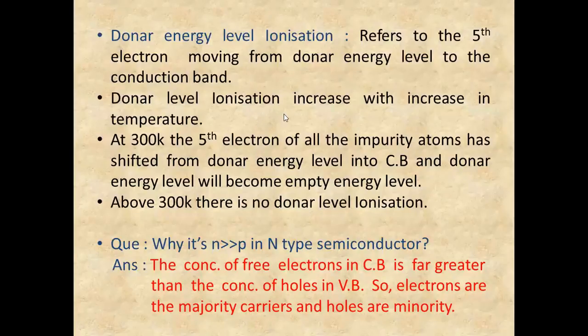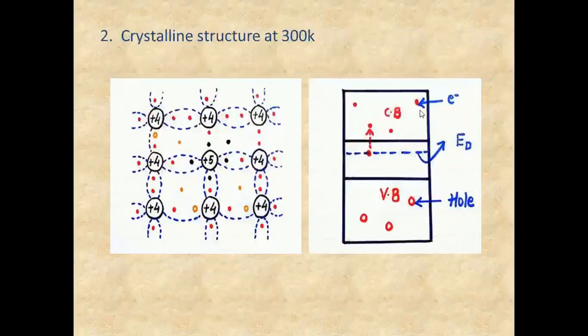Donor level ionization increases with the increase in temperature. It doesn't remain constant. It will increase as you increase the temperature. At one point, all the electrons will be moving towards the conduction band. This procedure is known as donor level ionization.